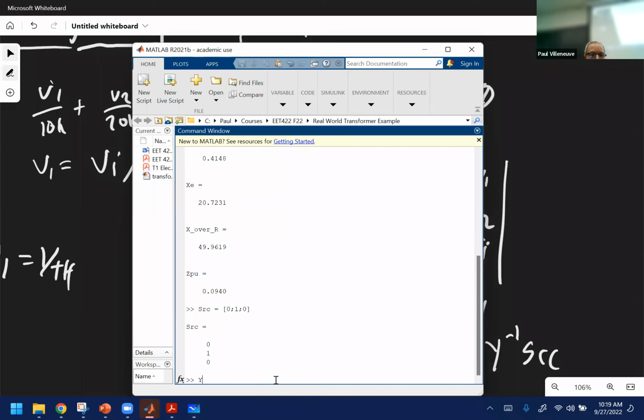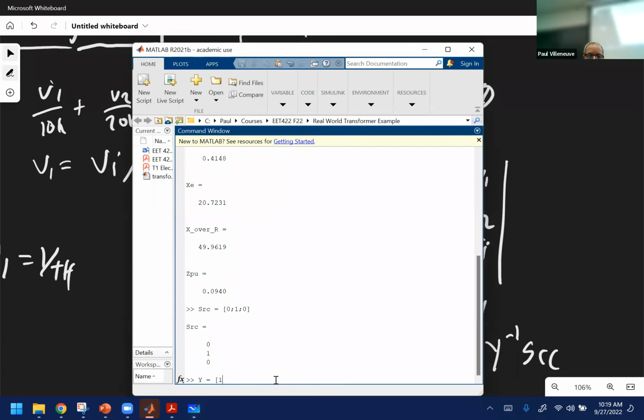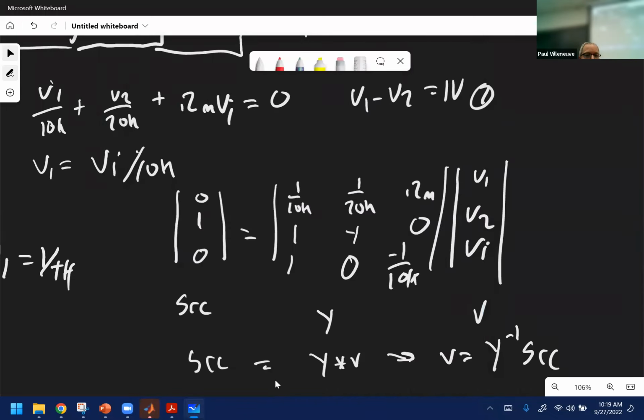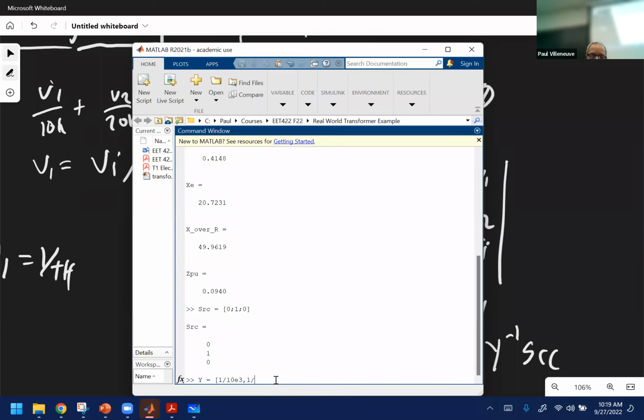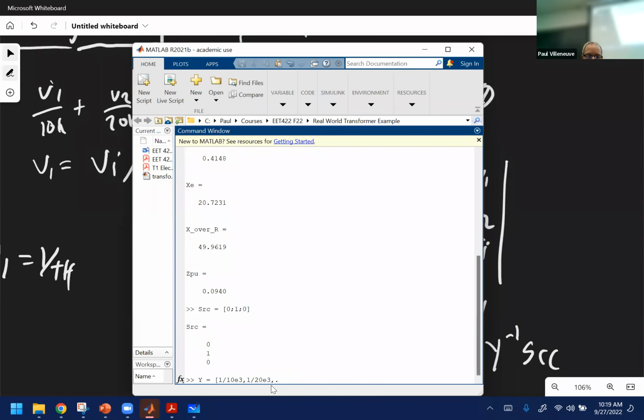Now I got to use my Y matrix. Same concept. I use my open parentheses. So 1 divided by 10E3. That's 10 to the third. Now, comma, because I'm staying in the same row. 1 divided by 20E3, comma. And then the last one is 0.2 times e to the -3, right?